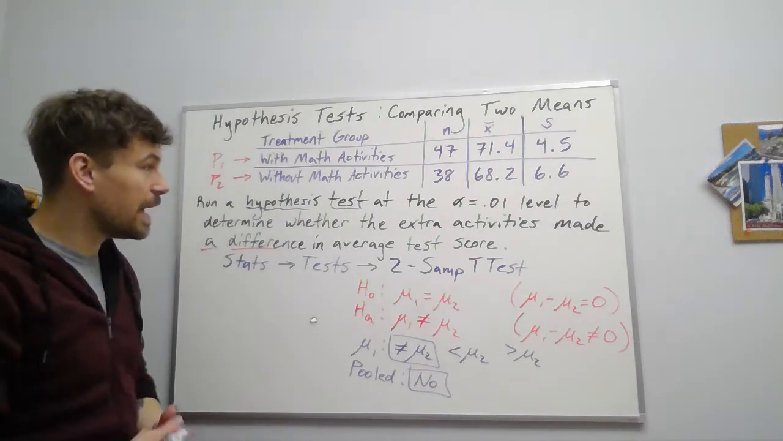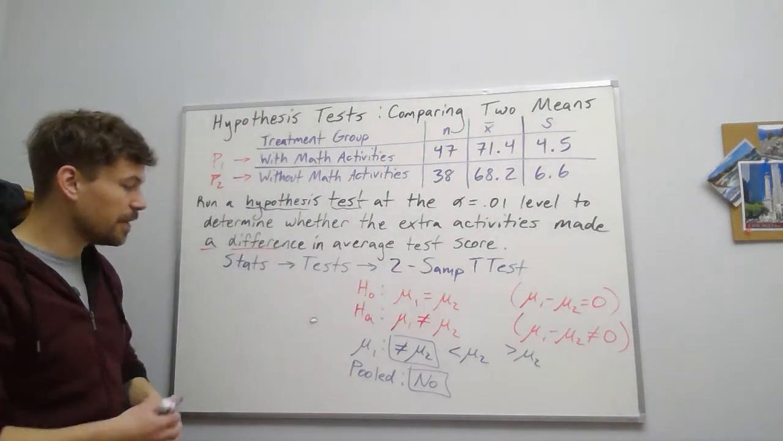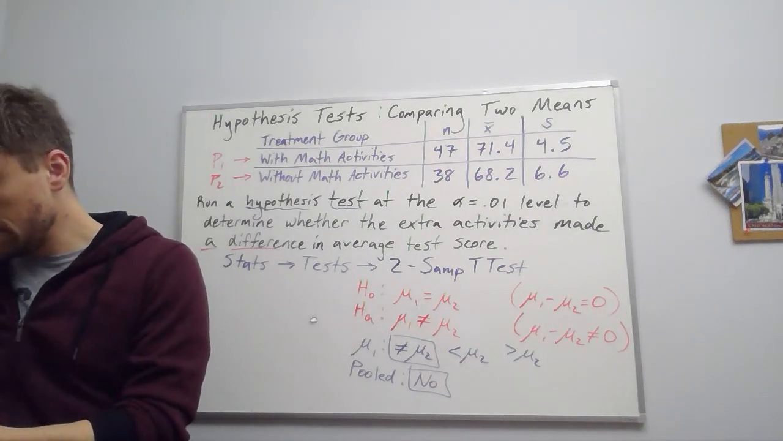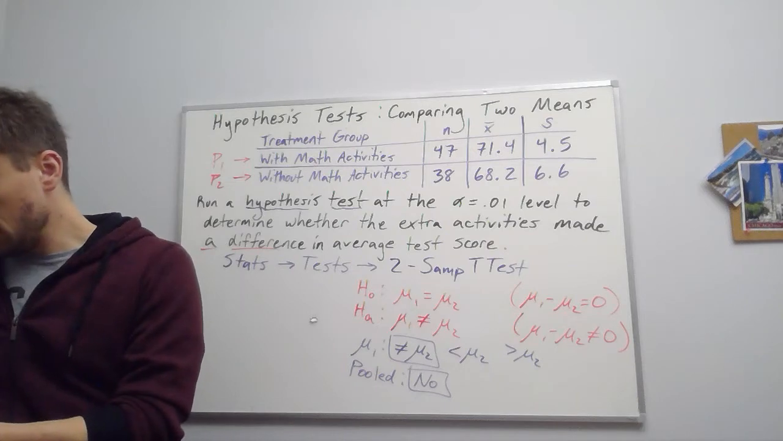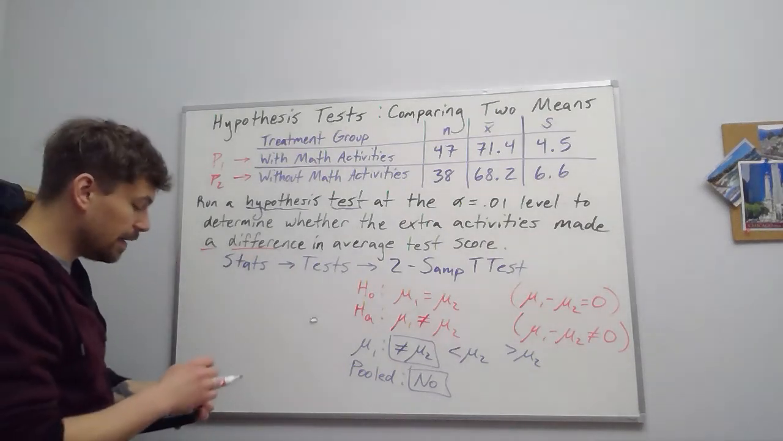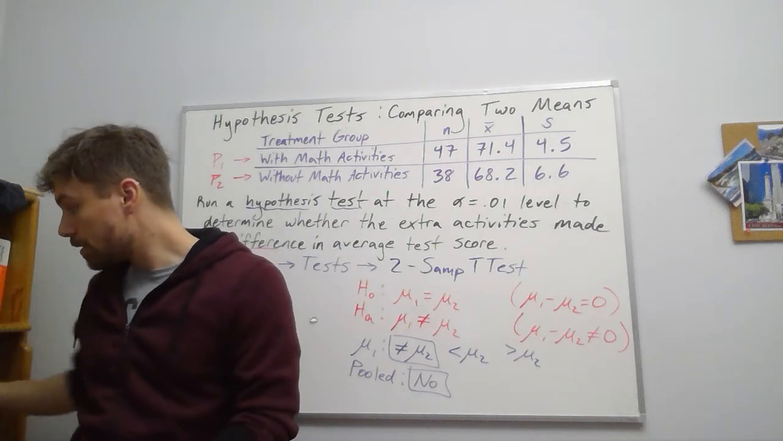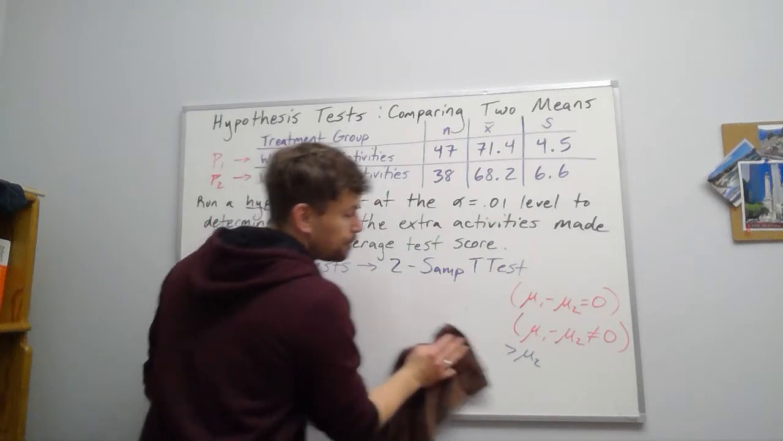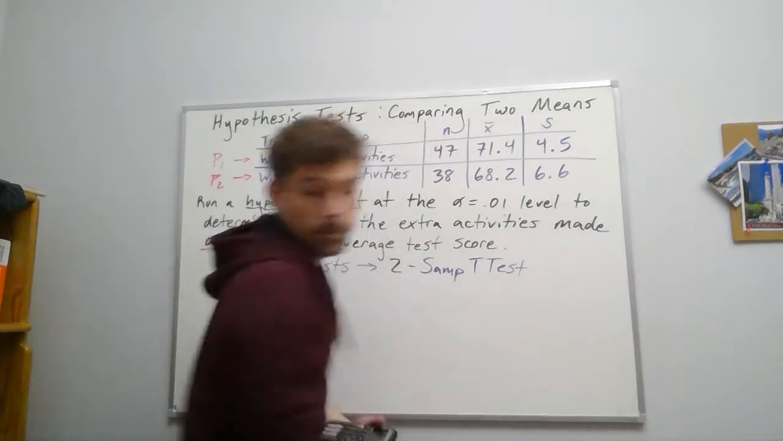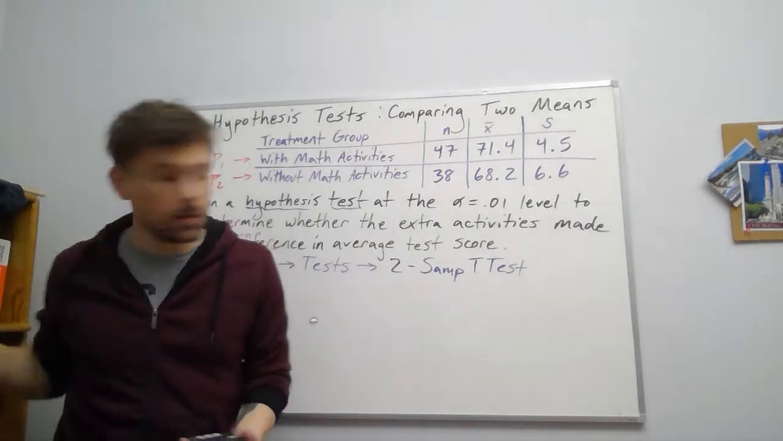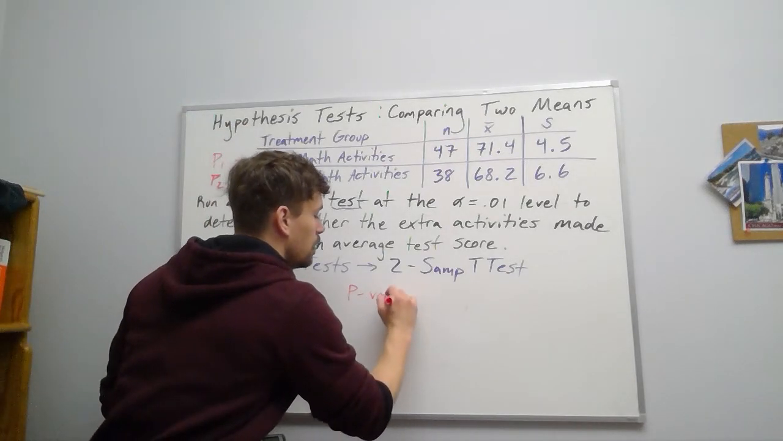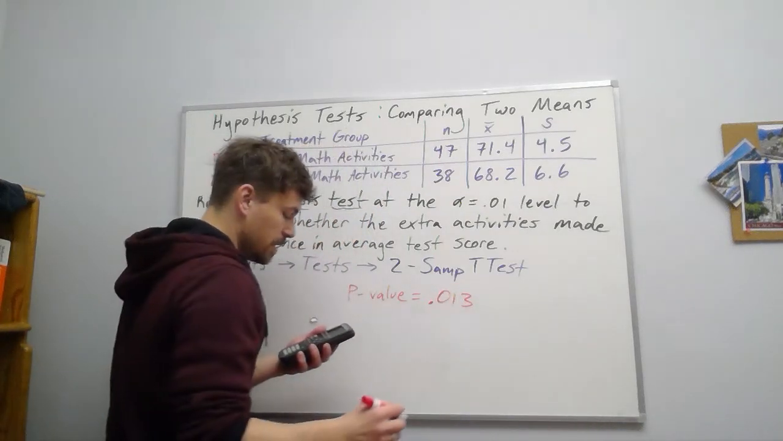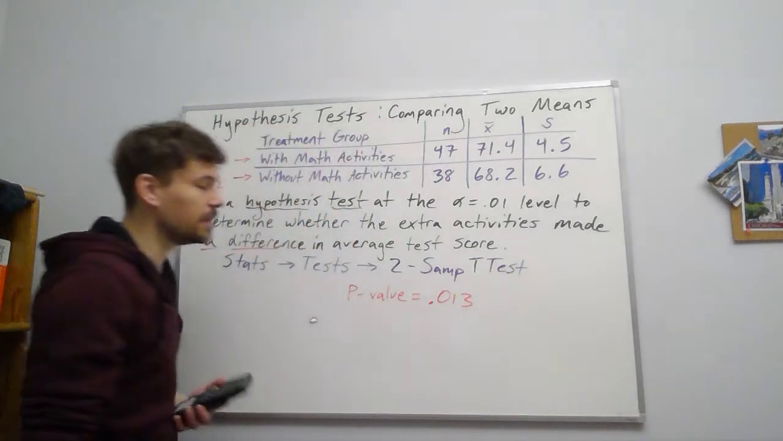In general, unless you are told otherwise, we're going to say no, these are not pooled. So if we run through that, again, we have to input all that information, and calculate this, then we're going to get a p-value of 0.01328, and so on. It keeps going.